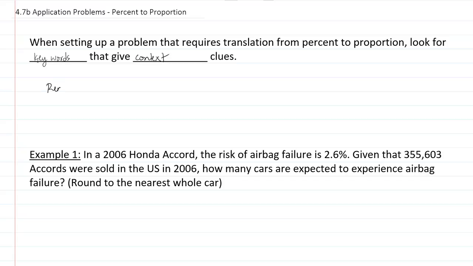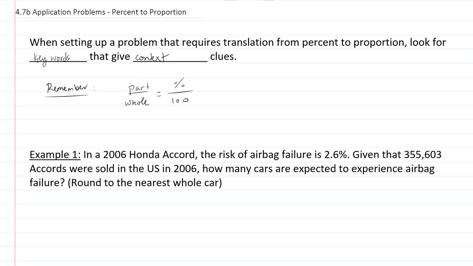Also, remember from before that when setting up these problems, we set up the proportion: part over whole equals the percentage over 100. Now it doesn't matter which one of these is missing, so long as we have the other three parts, and then we can find it by using algebra. So let's go through the first example.